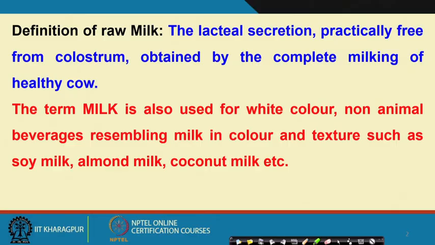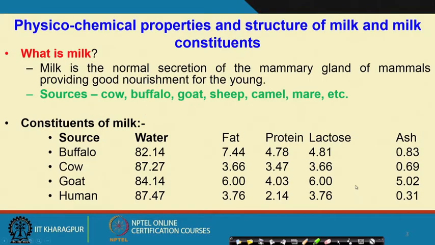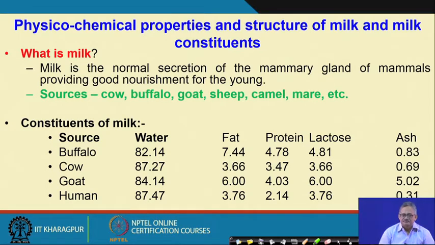which resembles the appearance, color, texture of milk, but is not obtained from the mammary secretion of a mammal, right? So, if we say this, then let us look into what milk is. We will look into the physico-chemical properties and structure of milk and milk constituents, right? So, that is our goal.